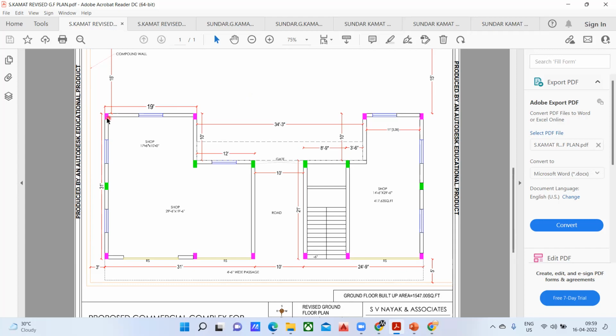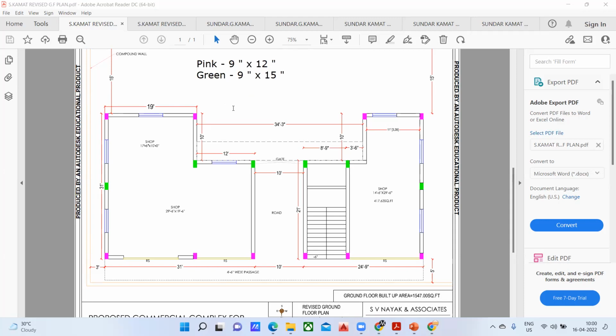So here this pink color represents one size of column. Even though I don't know the actual size of the column, let us consider the pink columns to be 9 inch by 12 inch, and the green color columns, let us say, usually 9 inch is a common size we adopt, and let us say it is a 15 inch column. Got it? So this is a basic understanding we need to have.